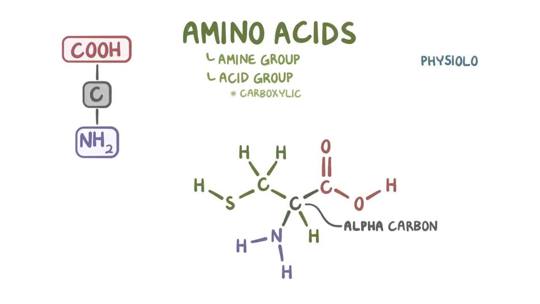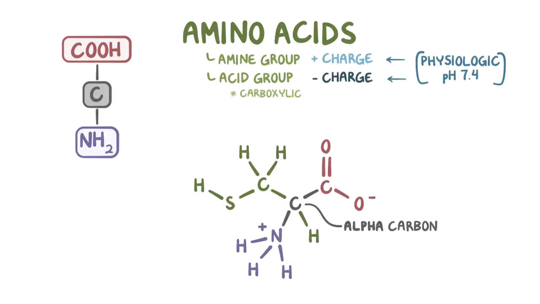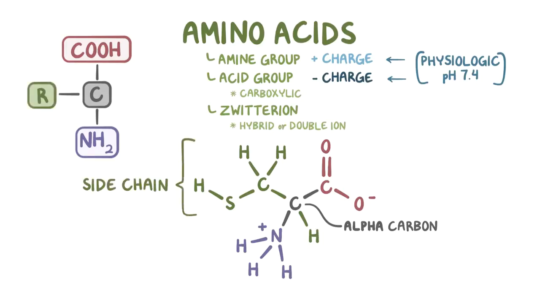Now, at a physiologic pH of 7.4, the amine group has a positive electrical charge, and the carboxyl group has a negative charge. Having both a positive and a negative charge makes amino acids a type of Zwitter ion, which is German for hybrid or double ion. Now, the alpha carbon also has a side chain, sometimes marked as R.